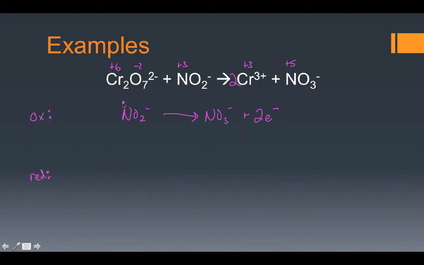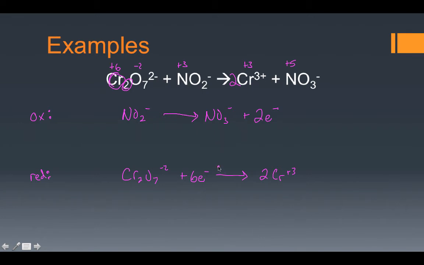The reduction reaction happens with the chromium. That is the Cr2O7 with a -2 charge. That's going from +6 to +3. We're actually going to be adding in 6 electrons here because there are 2 chromium atoms going from +6 to +3. Each one of them is gaining 3 electrons. Those 6 electrons then are going to turn into the 2 Cr+3 ions that we have. So we've now done our first couple of steps, writing the actual half reactions.